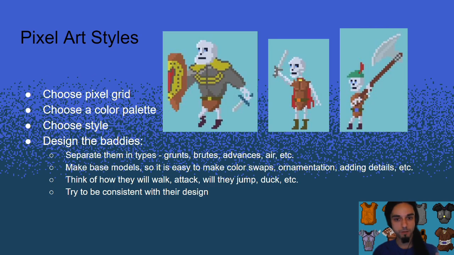But let me give you some pointers, especially first for designing the baddies, the bad guys. One thing that I always try to do is to separate them in types. So large ones, small ones, the flying ones, the air ones, maybe there are some advanced ones, bosses, and so on. For example, here we have three different types of bad guys. Maybe this one is a brute, a stronger one. This one looks like a grunt, something that you would fight droves of. This is, again, a grunt, something that you would be able to easily dispatch.